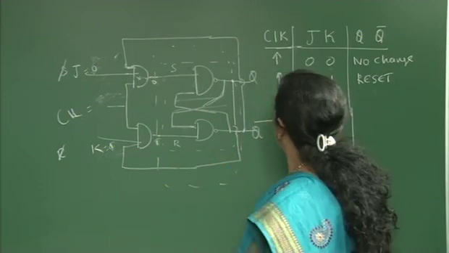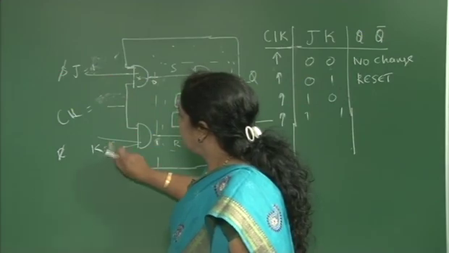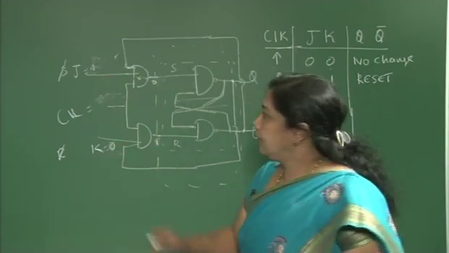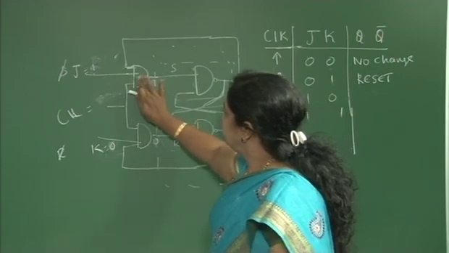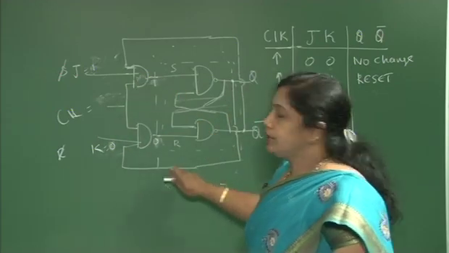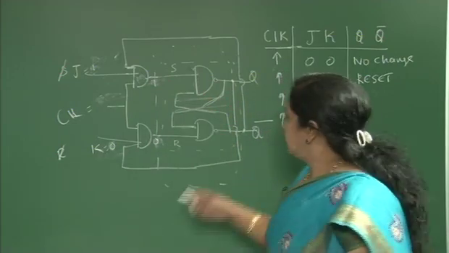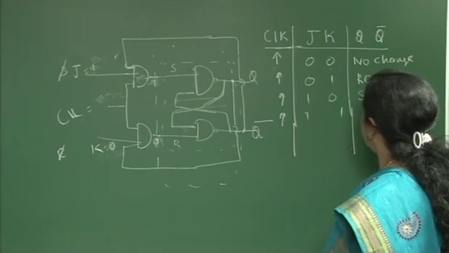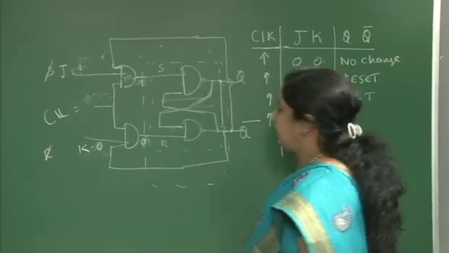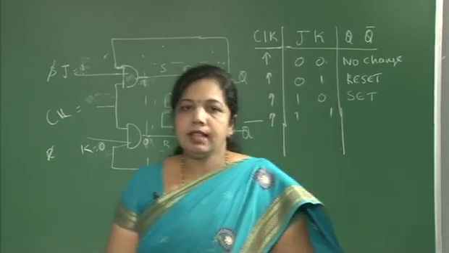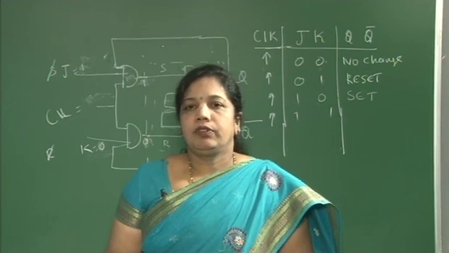Now coming to the 1 0 condition. If I give 1 to J and 0 to K, this gate is disabled and this gate is enabled. So 1 and 0 input to the SR latch is nothing but the set condition. So what will I get here? Set condition. As you see, the first 3 conditions are the same as your SR flip flop. So why am I designing this JK flip flop then?